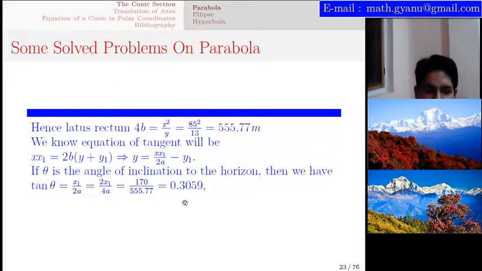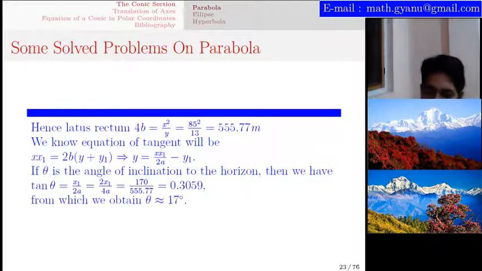So what will be the value of theta? If you have a calculator, use it, and you will see the value of theta is approximately 17 degree. Otherwise, you may write theta equal to tan inverse 0.3059, which is the angle of inclination. So theta is approximately equal to 17 degree. This completes the required solution of this problem.